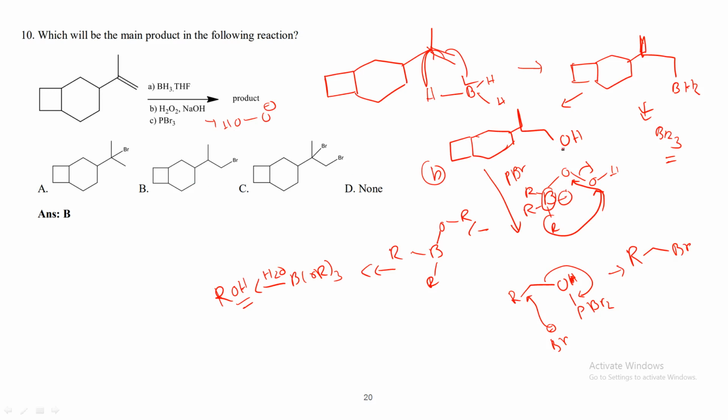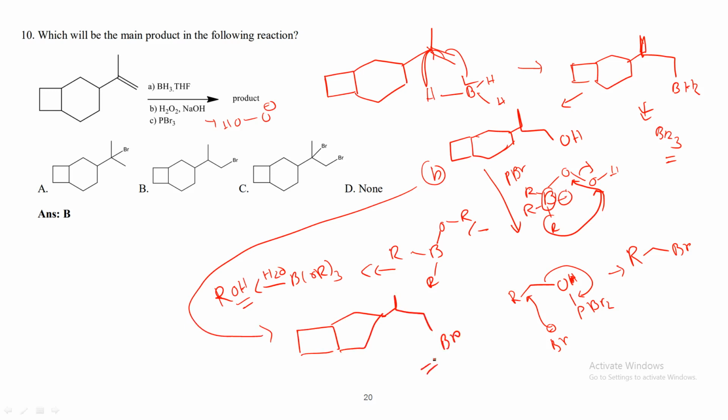So simply you can say the product should be CH2Br. So this is our product. Let's see. A has the wrong position of Br, so it is not correct. B should be the answer. And here two bromines are incorporated. This is not the case. So B should be the right answer.